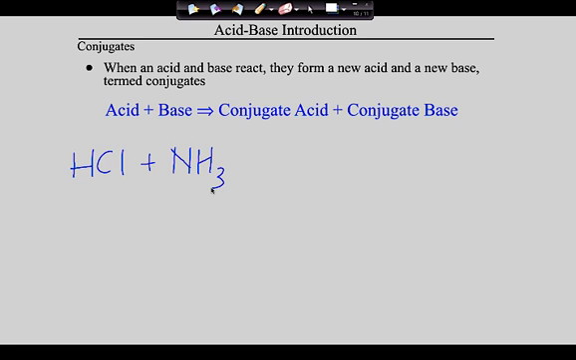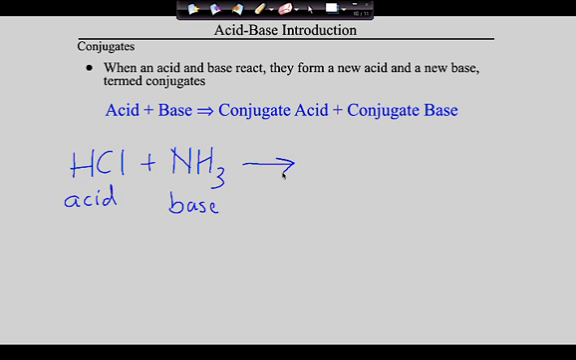So guys, what is HCl? Acid or base? Acid. NH3, would you guys have known that's a base? NH3, it's ammonia. Did we talk about the idea that things that contain nitrogen tend to be bases? We'll talk about that later. For now, just understand that it's a base.